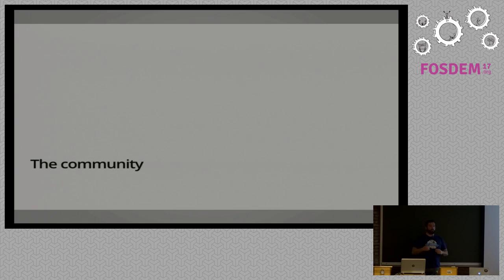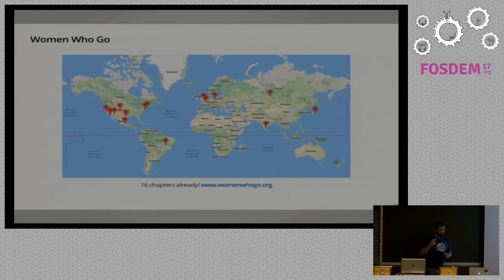And finally, we're going to be talking about the community. First, one of my favorite organizations, Women Who Go, keeps on growing all around the world, which is awesome. And now they have 16 chapters. And it is pretty awesome because they're all around the world. So if you're interested in that, they're awesome.